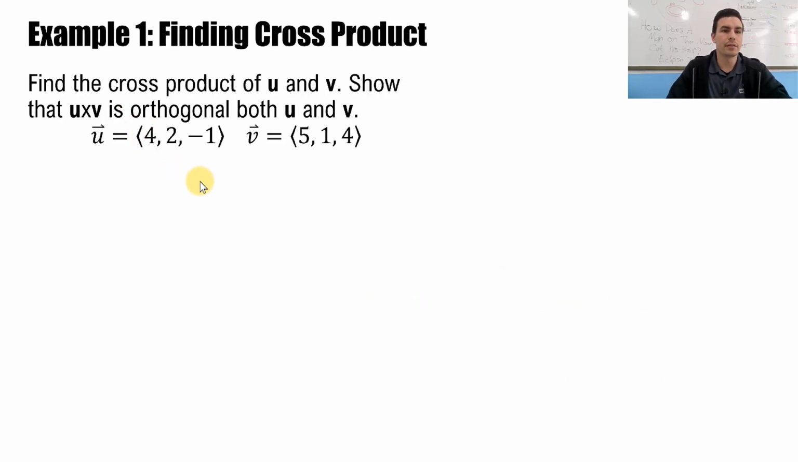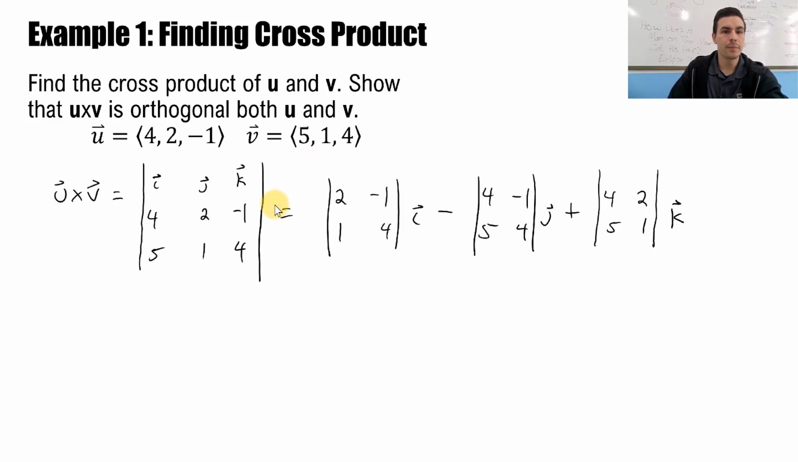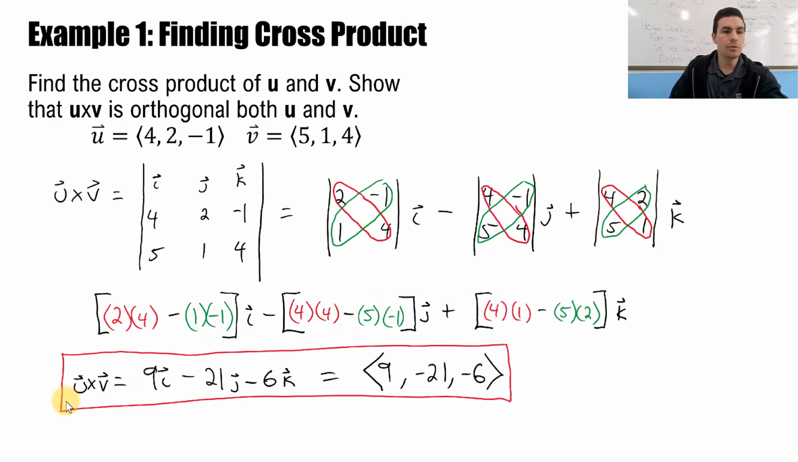Okay, first example, we're going to find the cross product of U and V and show that U cross V is orthogonal to both U and V. So we've got U and V here in component form. We can go ahead and create our 3x3 matrix and just take the determinant of this matrix like so. We'll go ahead and take the determinant of our 2x2s. Don't forget our minus here. Okay, that's a minus for that second one. And we can go ahead and simplify all this, and we'll get U cross V is 9i minus 21j minus 6k. And we can put that in component form as well, just like that.